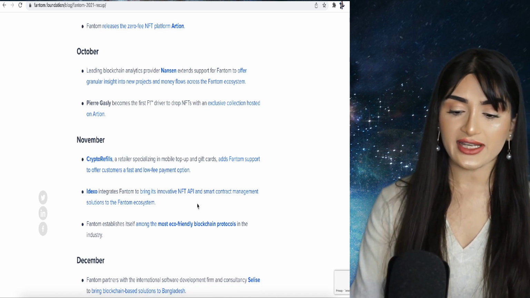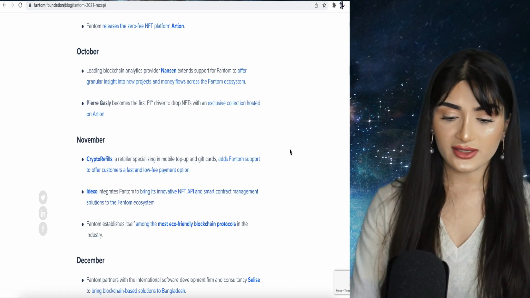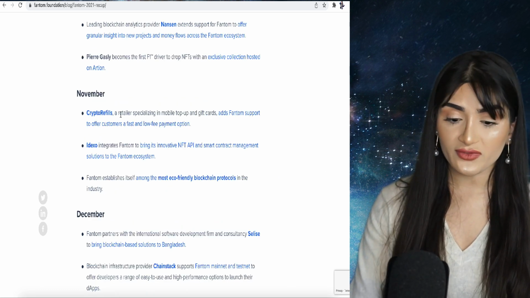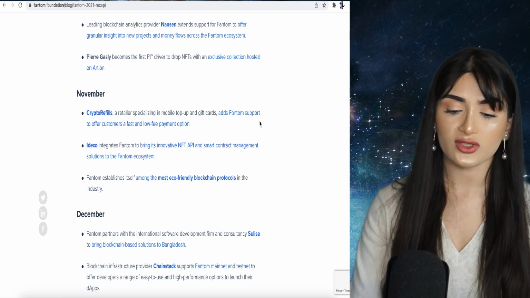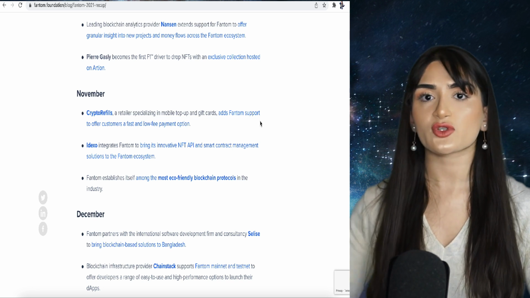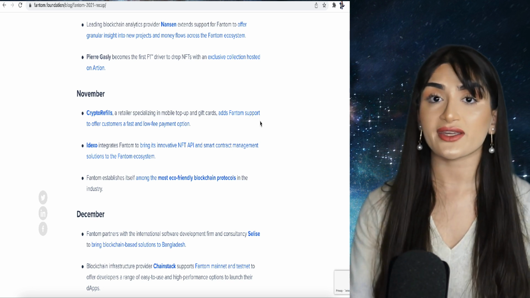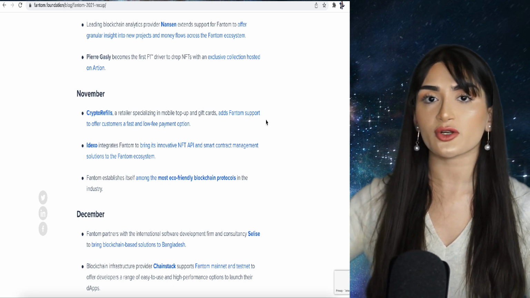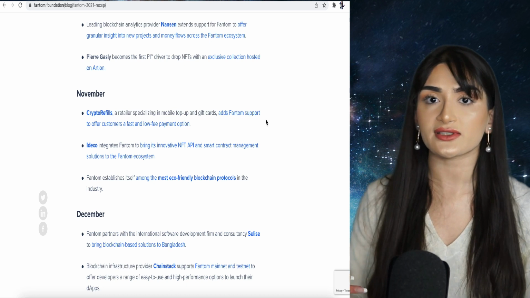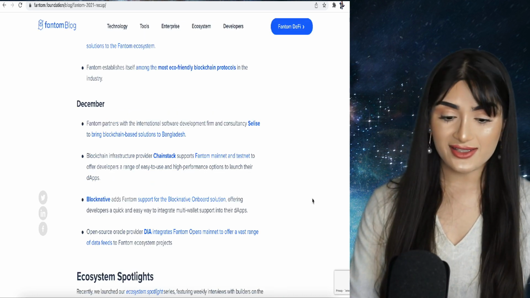They also had an NFT API and smart contract management solution with Indexo that was integrated into Fantom. And plus, Crypto Refills, which is a retailer specializing in mobile top-up gift cards, added Fantom support so that basically people can use the FTM token to pay for things. It's kind of like that website Bitrefill, very similar. So you can pay in Fantom tokens. When you can pay for real life stuff in a particular cryptocurrency, for me, that really is the bridge towards mass adoption.